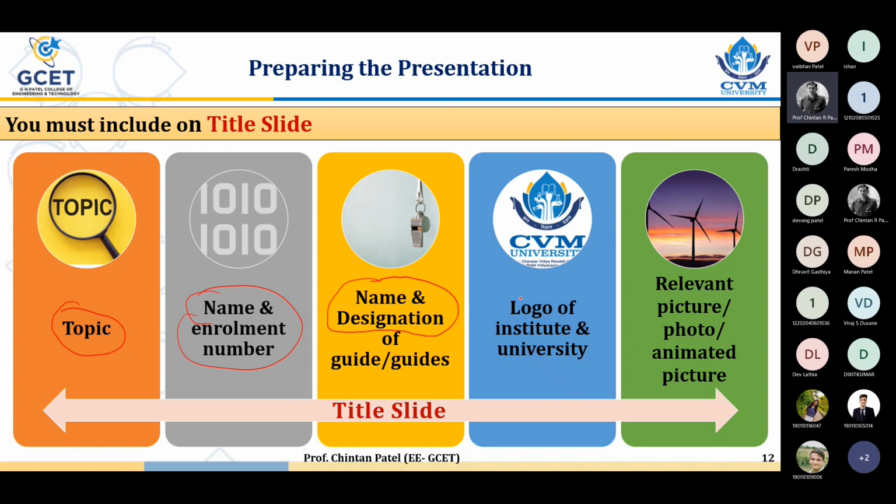Then your title slide must include the logo of the university and institute. And the last one is you should include a relevant picture, photograph, or animated picture. On the title slide, you should put the relevant photograph. For example, if somebody is discussing blockchain technology, you put a blockchain technology diagram on the title slide. If somebody is presenting on electric vehicles, you put a good picture of an electric vehicle on the title slide. So these 5 components you must include on your title slide.